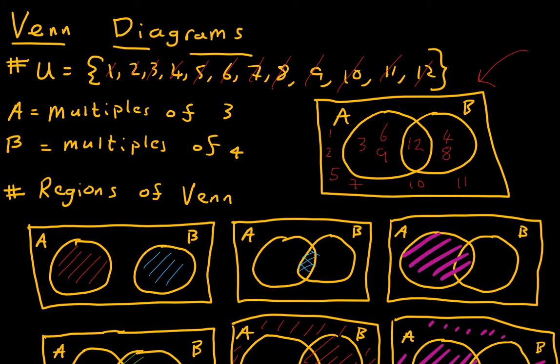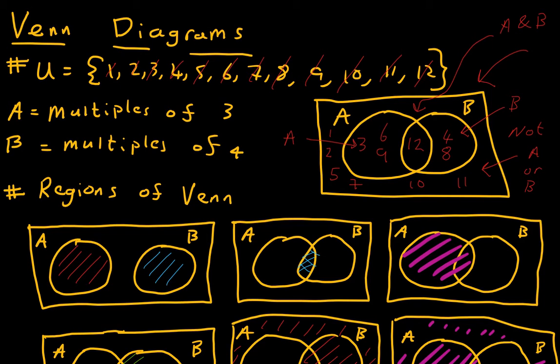So this middle here represents A and B. The outside is not A or B. This represents A. This represents B.